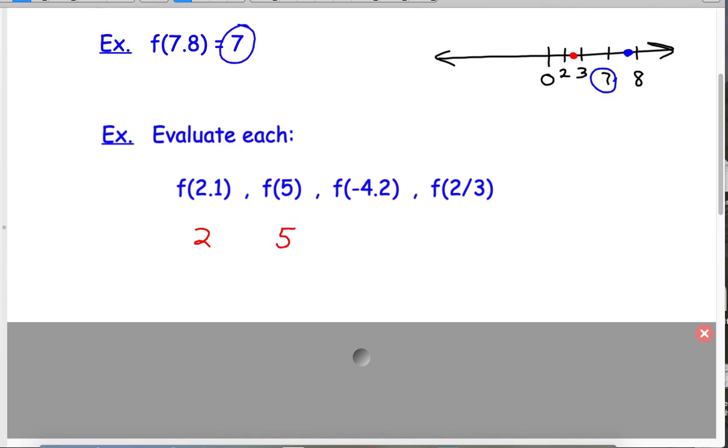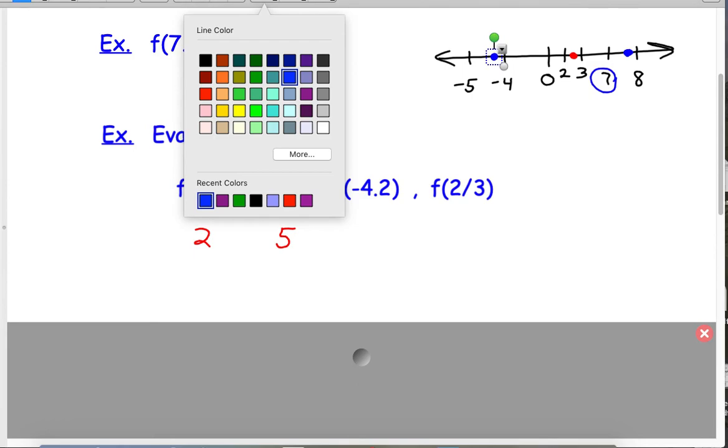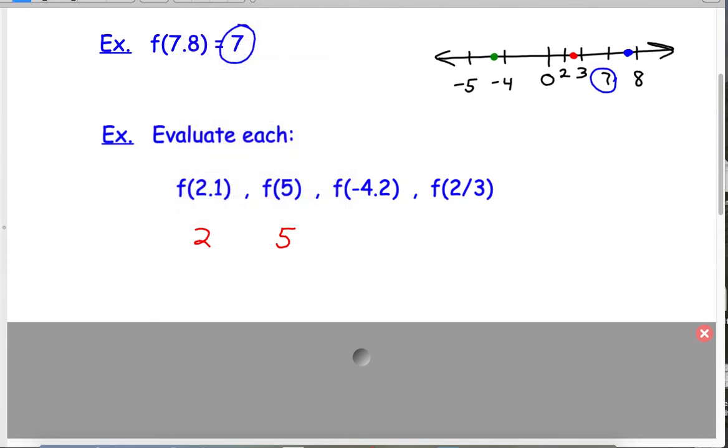How about f of negative 4.2? And this is the one that always gets people. So here's negative 4. Here's negative 5. Negative 4.2 would be right there. Let's change that to a different color so you don't mix these up. Okay, so which integer is closest to the left of that point? And you can see that's going to be negative 5.